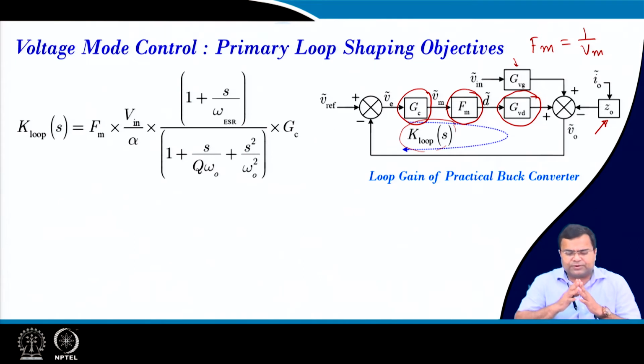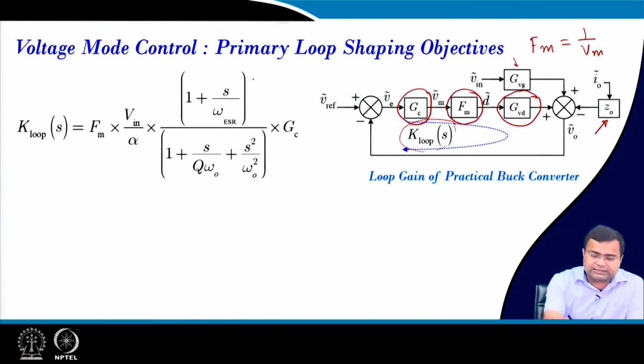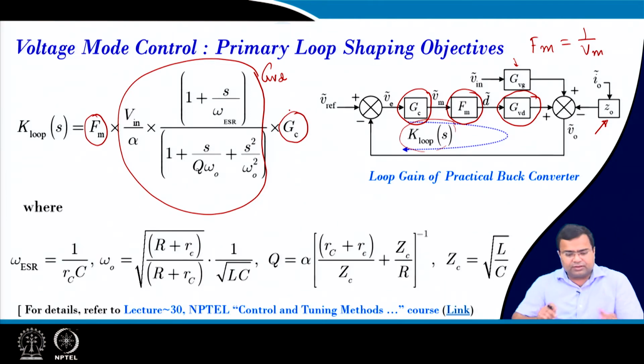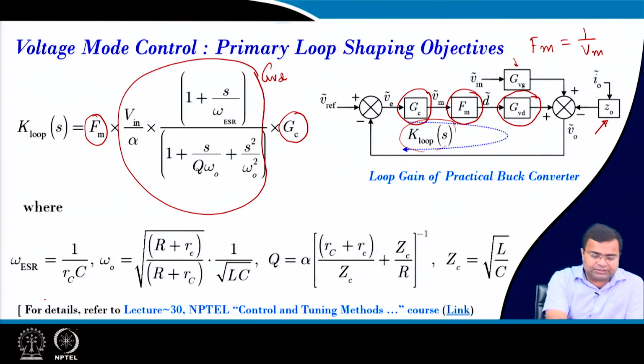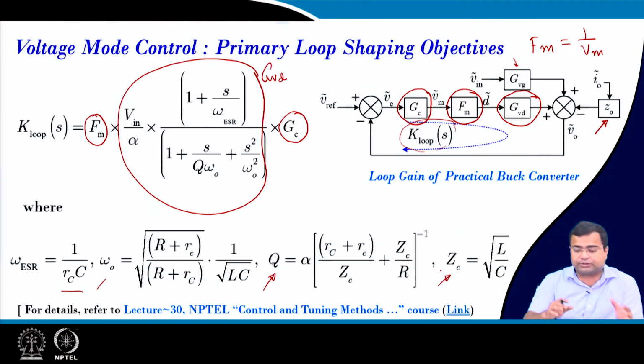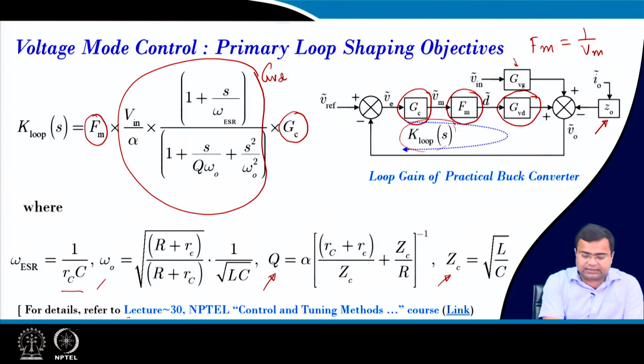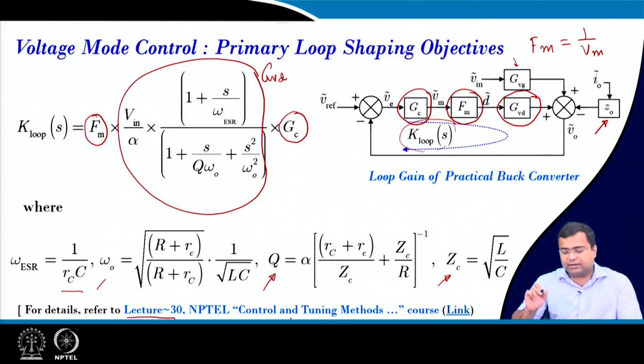So, if we write the loop transfer function expression, this term is nothing but our GVD, this is our modulator gain, and this is the controller that we have to design. So, for the plant transfer function, the GVD, the ESR zero we know, the omega 0 which is the undamped natural frequency, then the Q factor as well as the characteristic impedance, all these expressions for the open loop practical synchronous buck converter we have discussed in lecture 30 in our earlier NPTEL course.